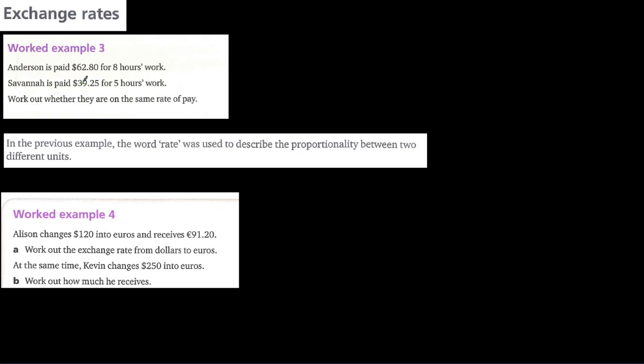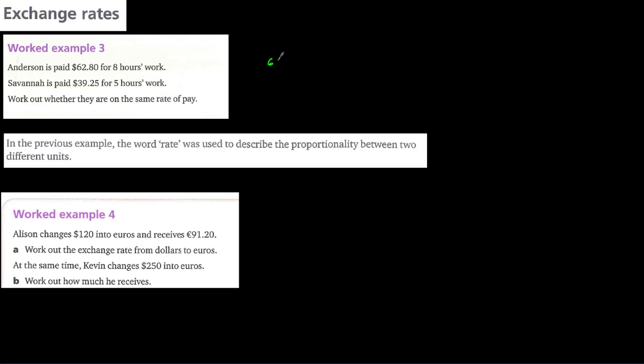Savannah is paid $39.25 for 5 hours of work. Work out whether they are on the same rate of pay. So rate of pay here means how much they are paid for 1 hour. We are going to try to find that one.